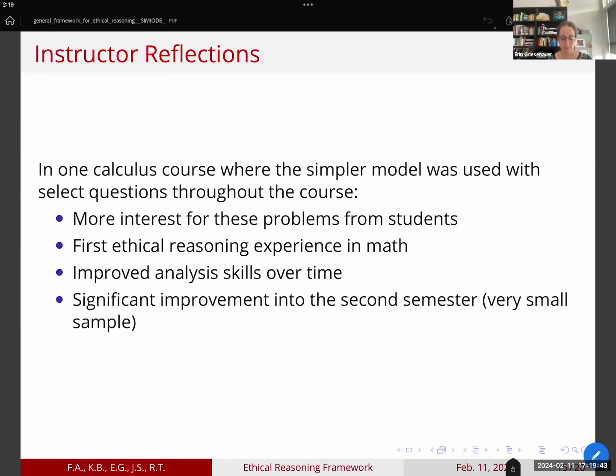Finally, in a situation where students took one calculus course involving ethical reasoning questions and then a second course also involving ethical reasoning questions, there's significant improvement in those students who did this for 2 semesters in a row.